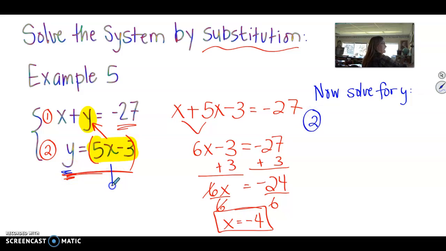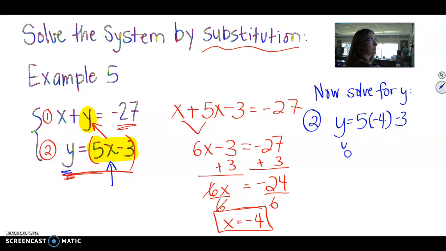So I'm just going to put in negative 4 for that x right there. And then I can get the value of y. So y is equal to 5 times negative 4 minus 3. So I get y equals negative 20. 5 times negative 4 is negative 20, minus 3, which is negative 23.